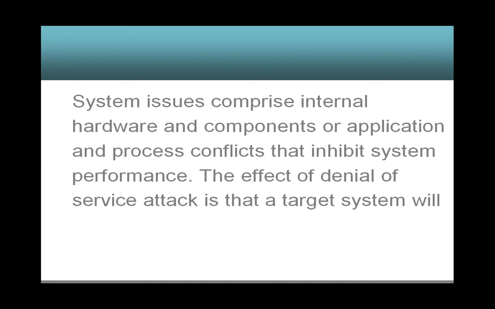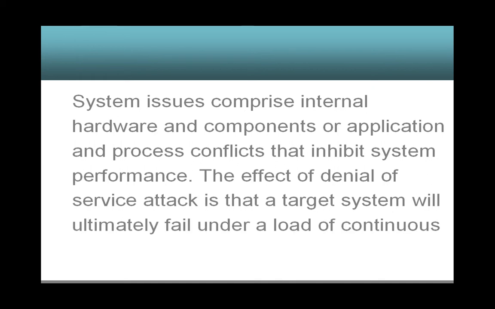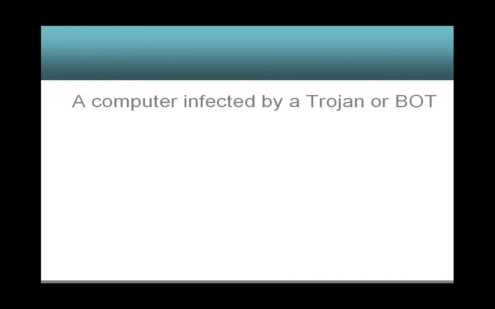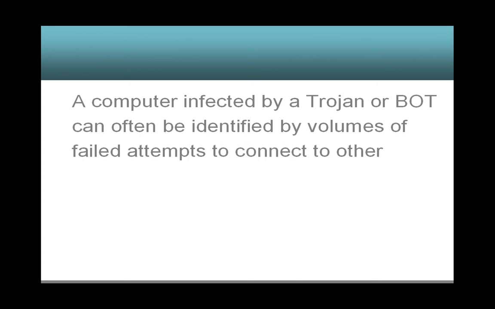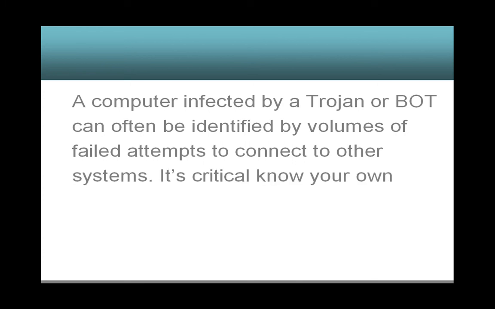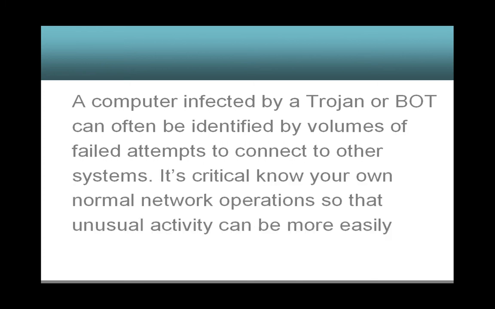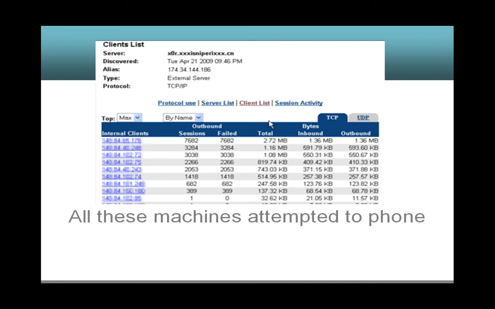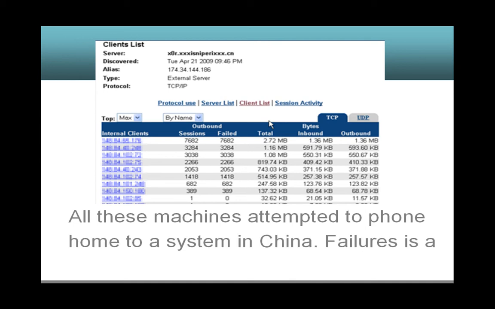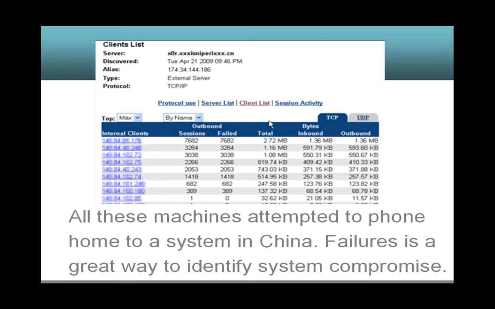The effect of a denial of service attack is that a target system will ultimately fail under a load of continuous network connection requests. A computer infected by a Trojan or bot can often be identified by volumes of failed attempts to connect to other systems. It's critical to know your own normal network operations so that unusual activity can be more easily identified. All these machines attempted to phone home to a system in China. Failures are a great way to identify system compromise.